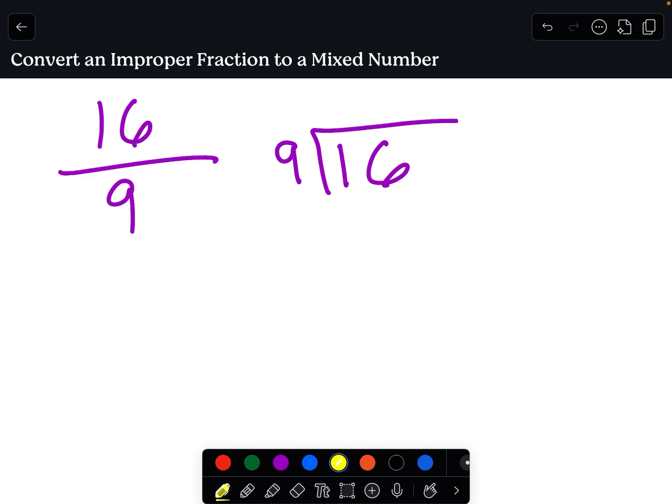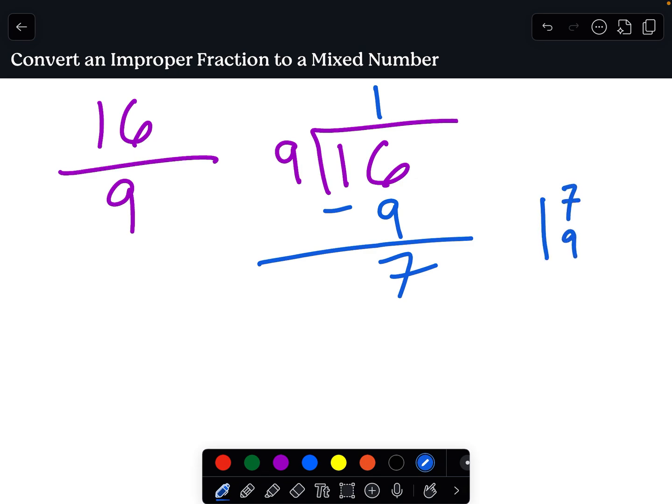Again, we can convert this to a division problem. 16 divided by 9, because remember the fraction bar is the same as a division bar. Now let's solve. 9 goes into 1 0 times. 9 goes into 16 one time. 9 times 1 is 9. And then we are going to subtract, and we get 7. So my answer is going to be 1 7/9.